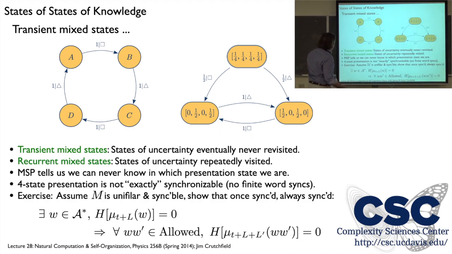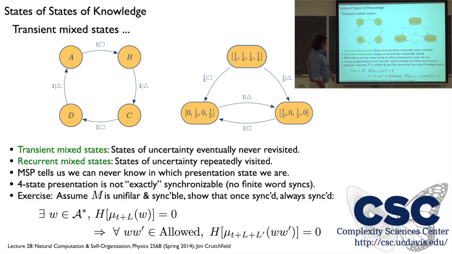So the mixed states are of 2 kinds, just like the epsilon machines. We have transient mixed states, which are mixed states that, at least eventually, you never revisit. And then there are recurrent states, where you rattle around forever, repeatedly visiting them infinitely often. One useful thing about the mixed state calculation is that it tells us the original choice of model is not synchronizing. You'll never know exactly what presentation state you're in. Or the other way we say that is that this particular model is not exactly synchronizing. There's no finite word that will let you synchronize. I mean, if there was and it was unifilar, then you would sync.